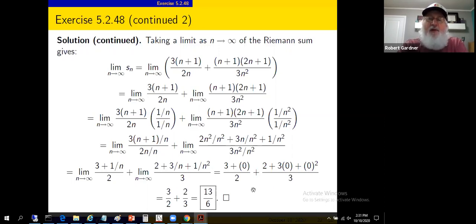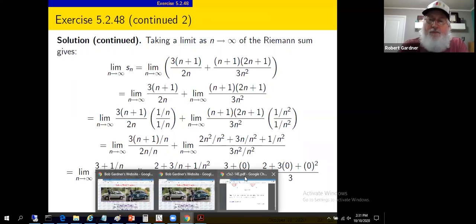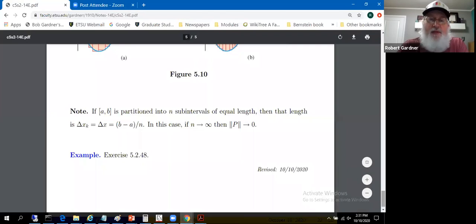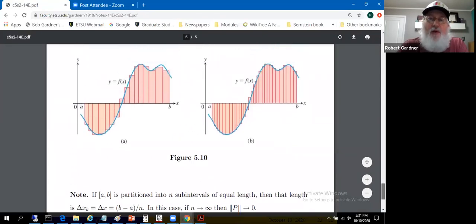So skipping some steps, since we've done a fair amount of this at this stage, but skipping the quotient rule for limits and the summation rule and the constant multiple rules, we'll get zeros for those 1 over n limits. And that produces, what do we got here? 3 halves plus 2/3, I guess, is 13 over 6, 13 sixths. And that's the exact value of the area under that curve. I can say area because it was a non-negative function. And I guess that completes this section.